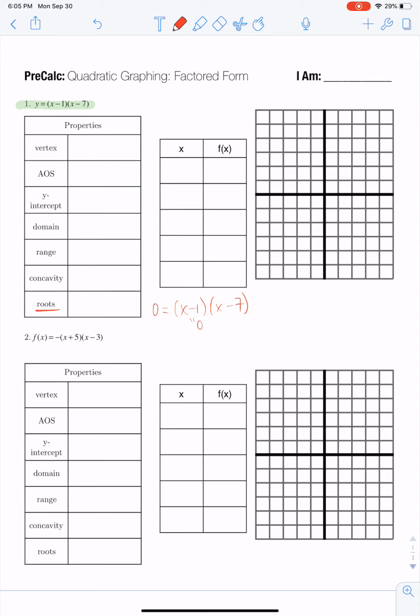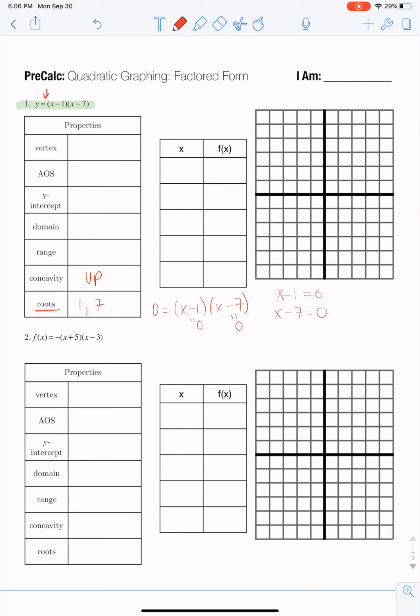So I can set each of these pieces equal to 0. So x minus 1 equals 0 and x minus 7 equals 0. So my roots are 1 and positive 7. So I know that I can go ahead and graph those. My a value out front is positive, so I know that I'm concave up.